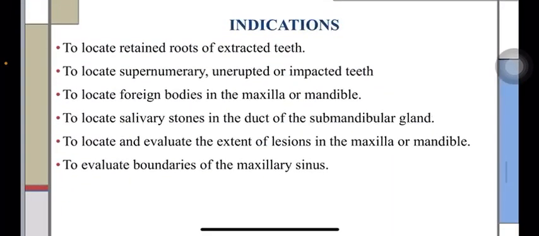Indications are to locate retained roots of extracted teeth, to locate supernumerary, unerupted or impacted teeth, to locate foreign bodies in the maxilla and mandible, to locate salivary stones in the duct of the submandibular gland, to locate and evaluate the extent of lesions in the maxilla or mandible, and to evaluate the boundaries of the maxillary sinus.